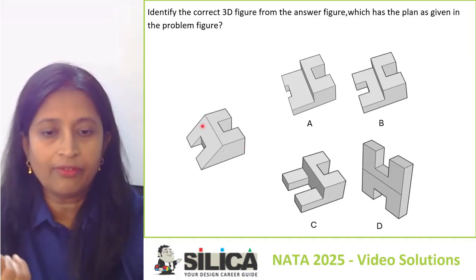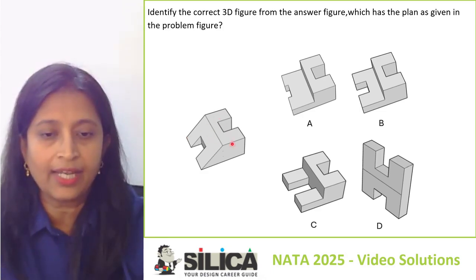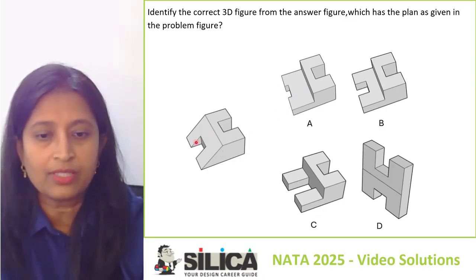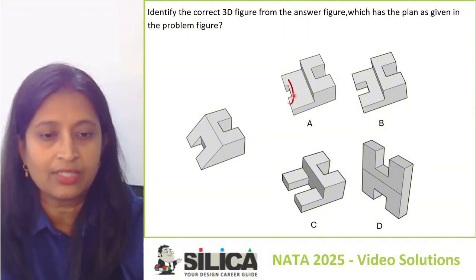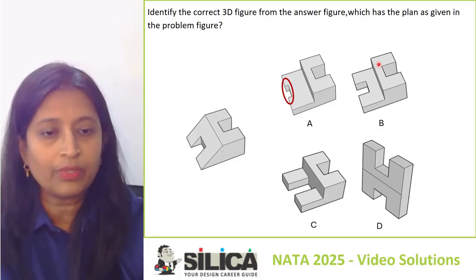This figure will have a plan which will be something of this shape and like C and inverted C, something like this. So if you see in option A, this part is very small. If you say this is looking bigger, so that means this is correct. This part is more and this is less, so this looks incorrect. Here if you see, it exactly matches the plan of this problem figure.